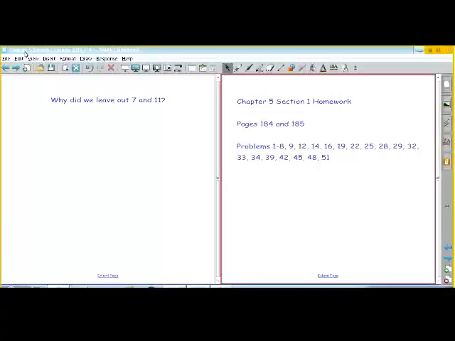Okay, so there's the homework for section 1. Basically, factoring numbers and doing the prime factorization of numbers.